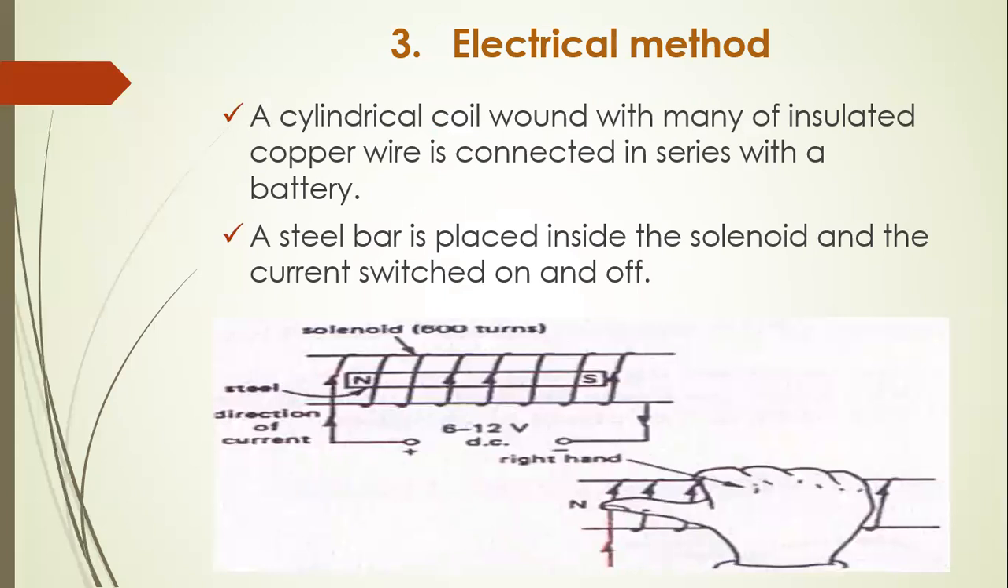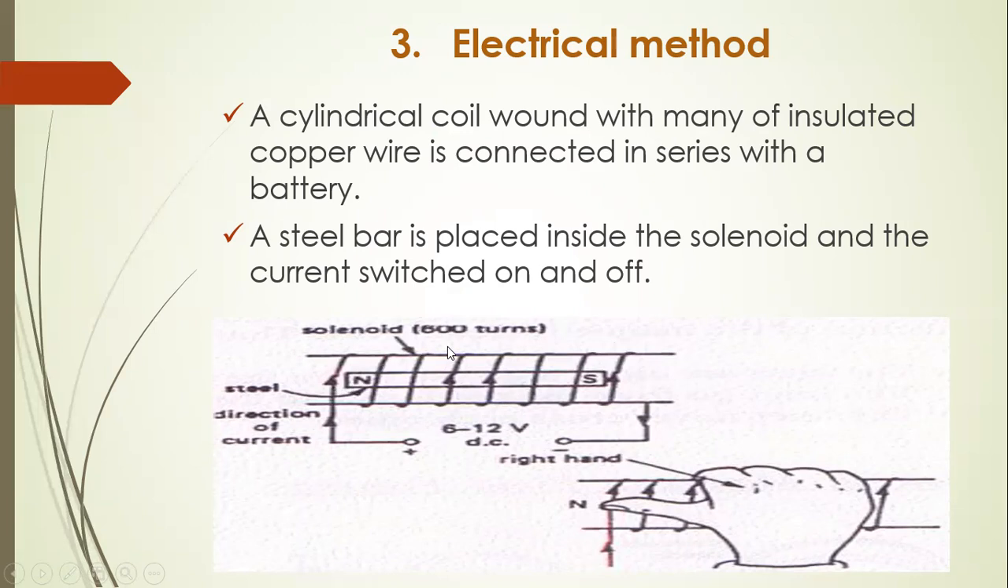Let's see the third method of inducing magnetism, known as the magnetizing method, that is the electrical method. In this way, a cylindrical coil wound with insulated copper wire is connected in series with the battery. As you can see here, there is this cylindrical coil that is wound with this insulated copper wire. As you can see, the copper wire has been rounded.